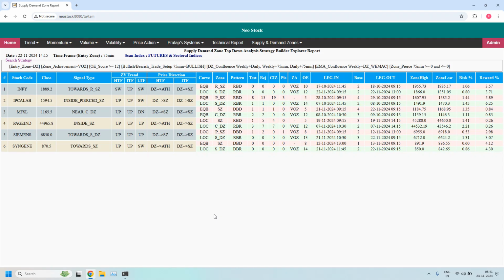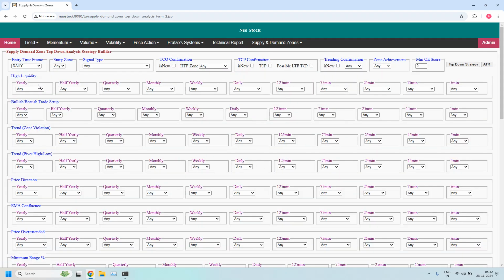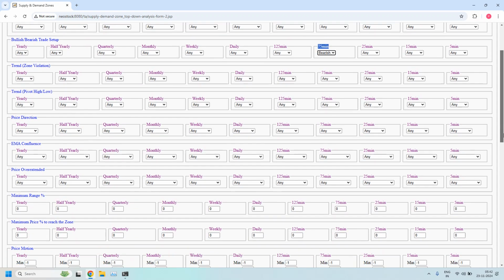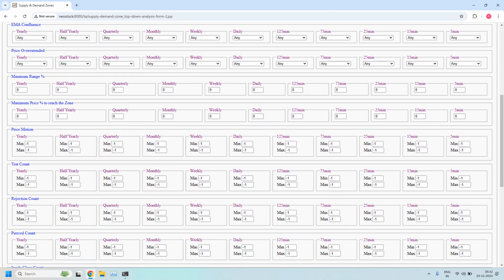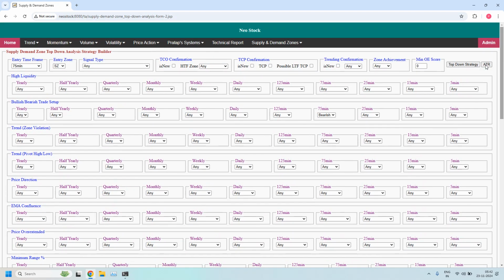Okay, next let us look for bearish trade setup for weekly income trade. Entry time frame 75 minutes, entry zone supply zone. In bullish or bearish trade setup at 75 minutes entry time frame, I am selecting bearish. These 75 minute supply zones should not be pierced. So in the pierced count at 75 minutes time frame, I am setting minimum value 0, maximum value 0. That means 75 minute supply zones are not pierced.